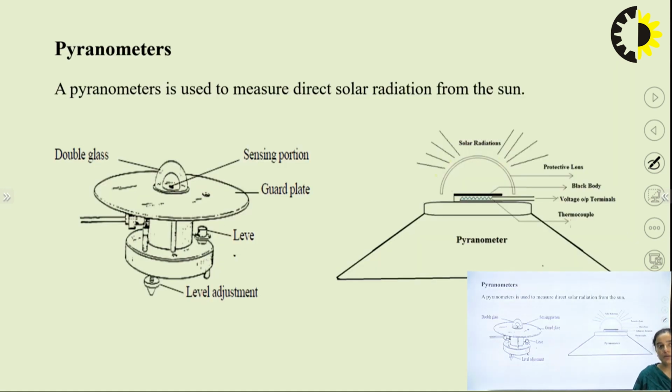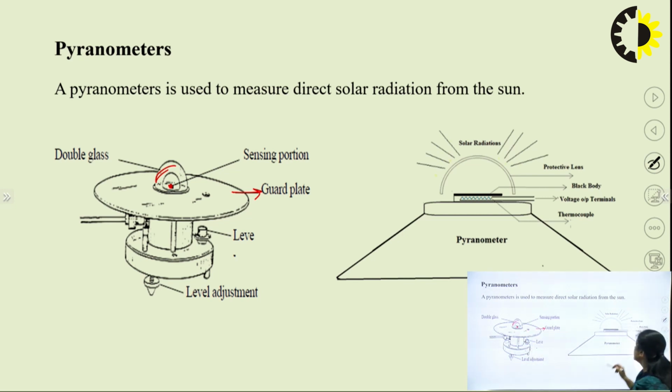So here is the picture of the pyranometer. The pyranometer is used for measuring solar radiation. Here is the double glass dome. This is the sensing portion, this is the guard plate, and this is made of glass. This is the level adjustment position. And this is the sensor.